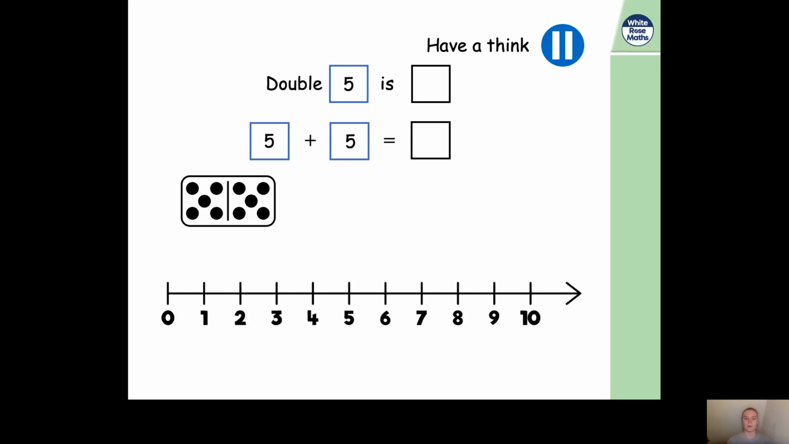Okay, now, if we know our number bonds to 10, we should know the answer to this. But let's check it on our number line. So we've got 5. We're going to add another 5 because we're doubling that, gives us 10. Okay, fantastic. Well done if you got that right.